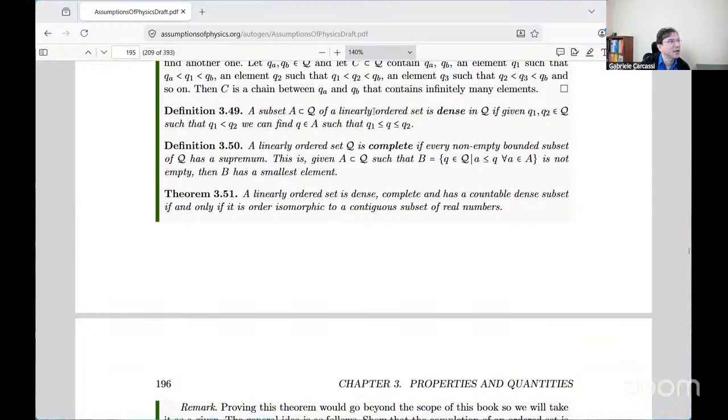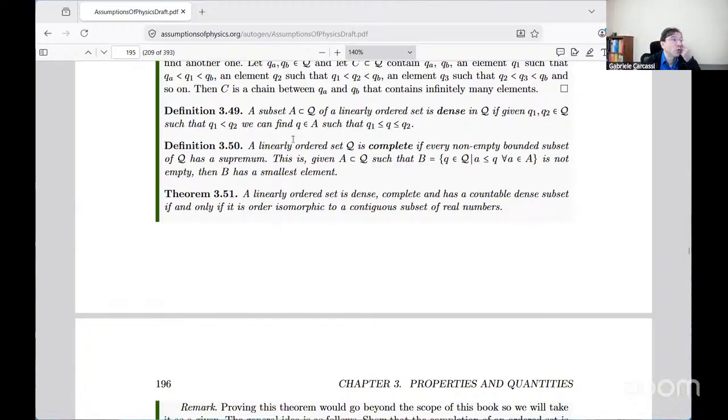And a subset of a linear ordered set is dense in Q if, when we take two elements in the whole ordering, you can always find something in the subset that fits in the middle. So again, there are different notions of dense. An order is dense if between any two elements of the order you can find another element of the order. A subset is dense in another order, in the overall order, if you can put an element of the subset in between every two elements of the order.